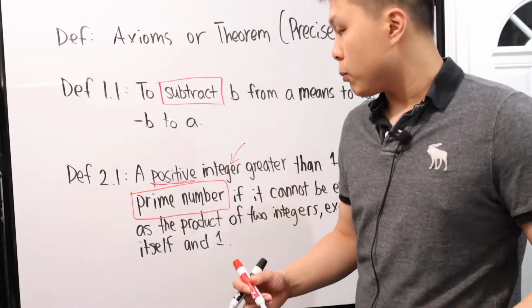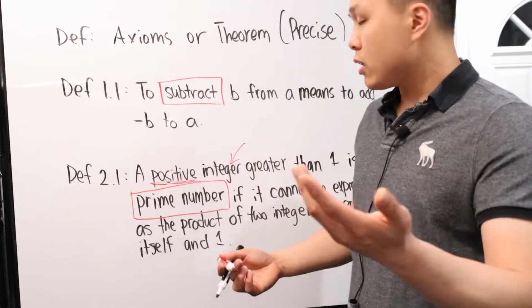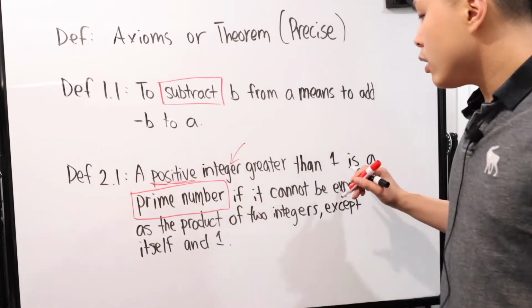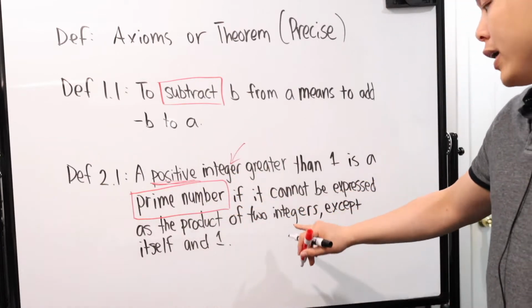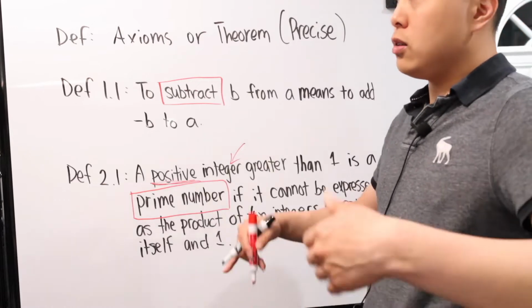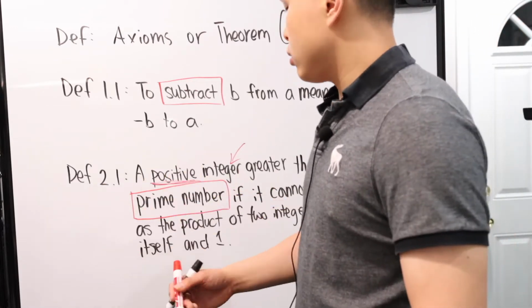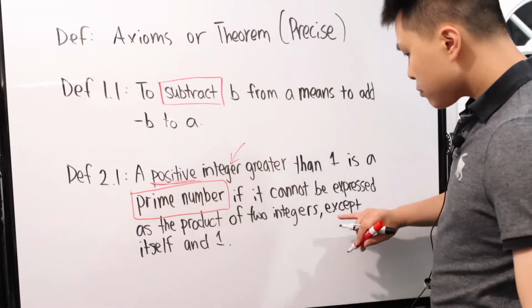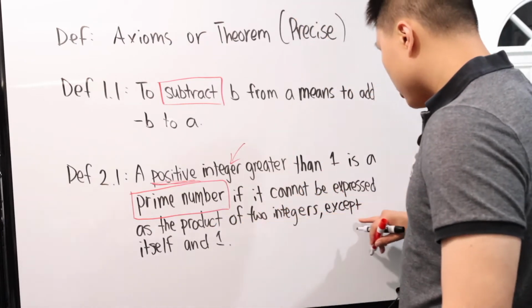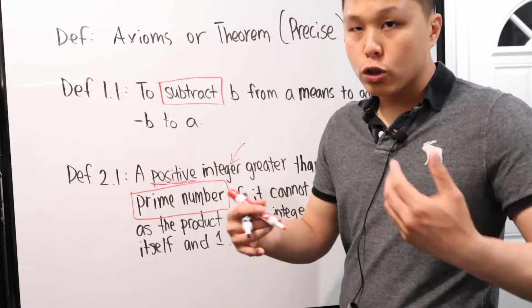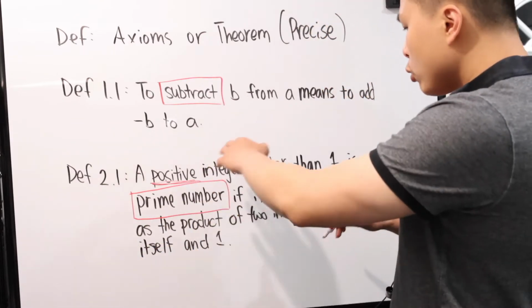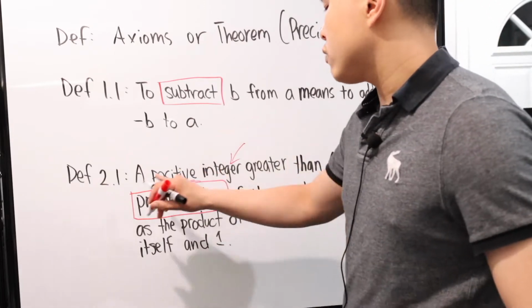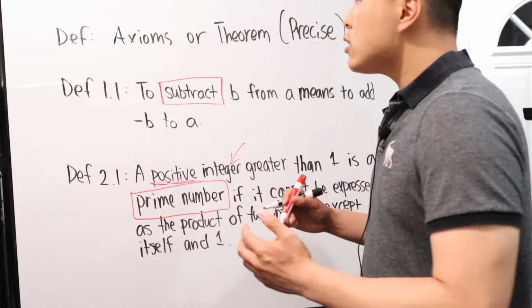So they're all whole numbers. They're saying positive integers, basically all positive whole numbers, right? Greater than 1 is a prime number if it cannot be expressed as a product of two integers again, right? So you're not working with decimals, you're not working with fractions per se, you're working with whole numbers, except, well, basically the product of two integers except itself and 1. So there's no smaller number. It has to be that specific number and 1 itself, right? Notice all these key details just to define what a prime number is. That's the purpose of definitions.